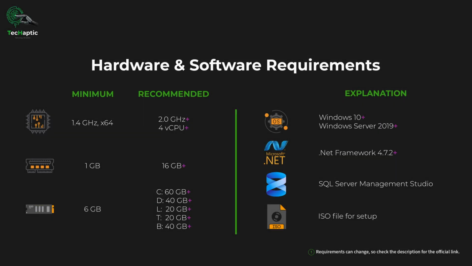Before jumping into the installation, let's check the prerequisites first. On this page, you see the hardware and software requirements. On the left section, the hardware requirements are listed. For CPU, the minimum requirement is 1.4 GHz x64, but the recommendation is 2.0 GHz along with 4 vCPU and more. For the RAM, 1 GB memory is the minimum requirement, but 16 GB or more is recommended. For the disk, 6 GB is the minimum requirement, but we suggest separating the SQL data over multiple disks for best performance. In our setup, we will use 5 different disks.